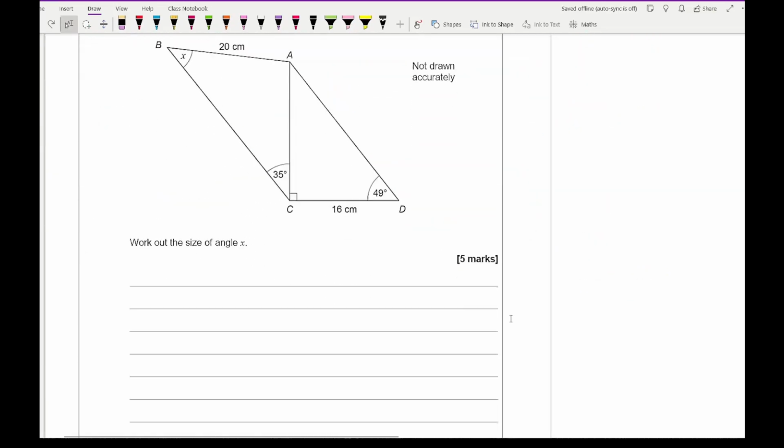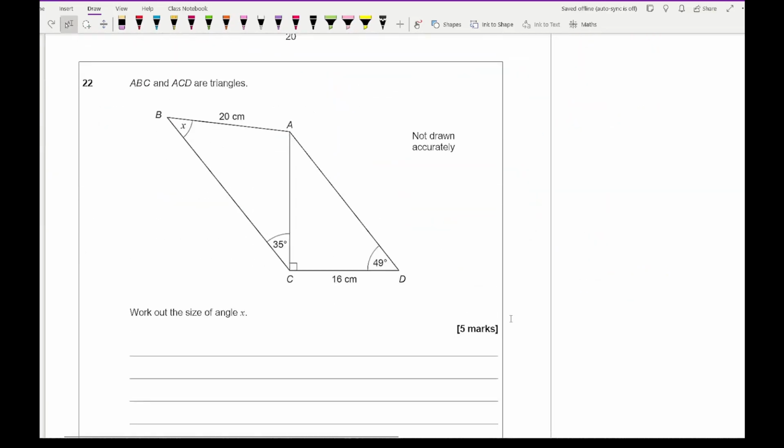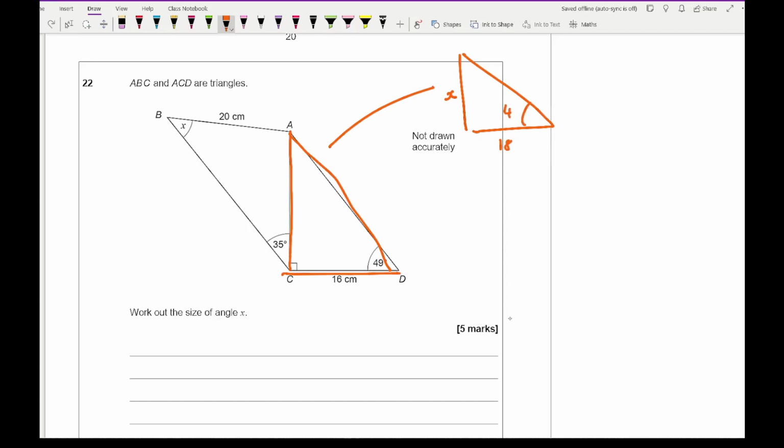Then moving on to question 22, it says ABC and ACD are triangles. Work out the size of angle X. So angle X is just there. Now if I take this triangle here, I first of all need to work out what AC is going to be. So if I take that triangle out, then what I end up with, if I call this side X, is 18 and this is 49. Then I'm going to use tan. So tan 49 equals X over 18. So X equals 18 tan 49.